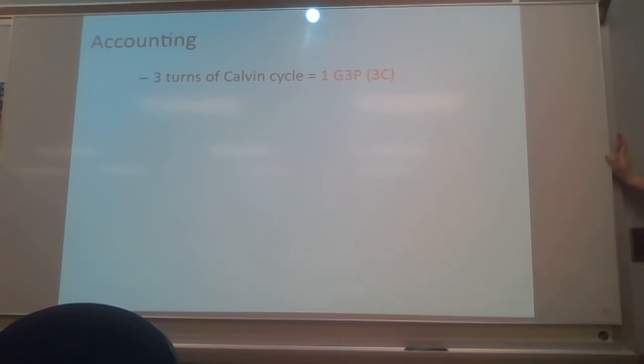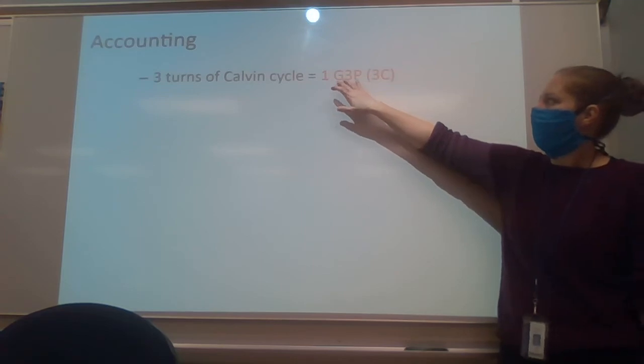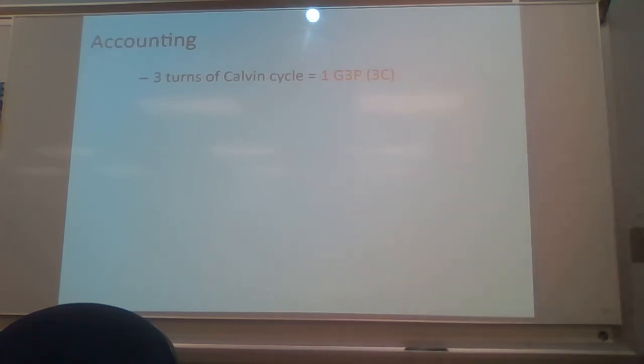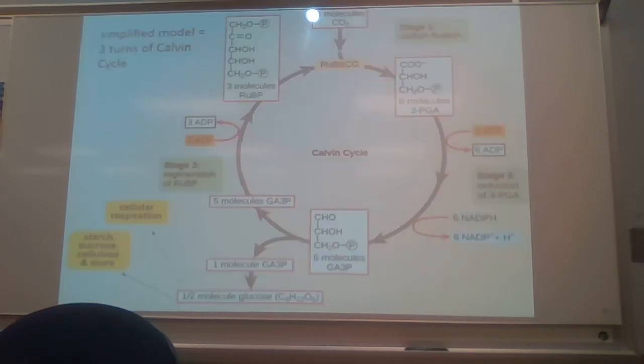So if we go through 3 turns of the Calvin cycle, which is actually what we were looking at on the last slide, you're going to make one of those 3-carbon products. And again, we can put 2 of those products together to make a glucose molecule. So 2 3-carbon molecules can get put together to make a 6-carbon glucose.